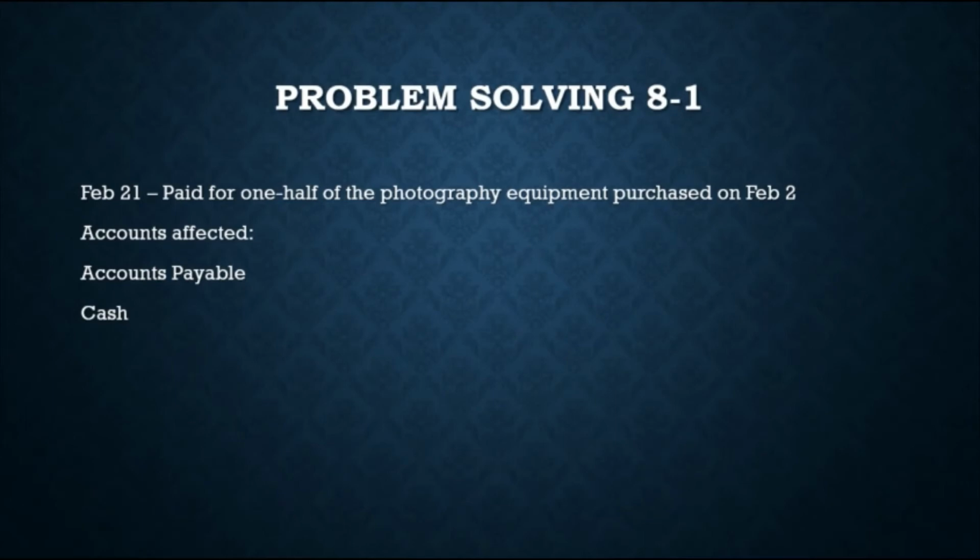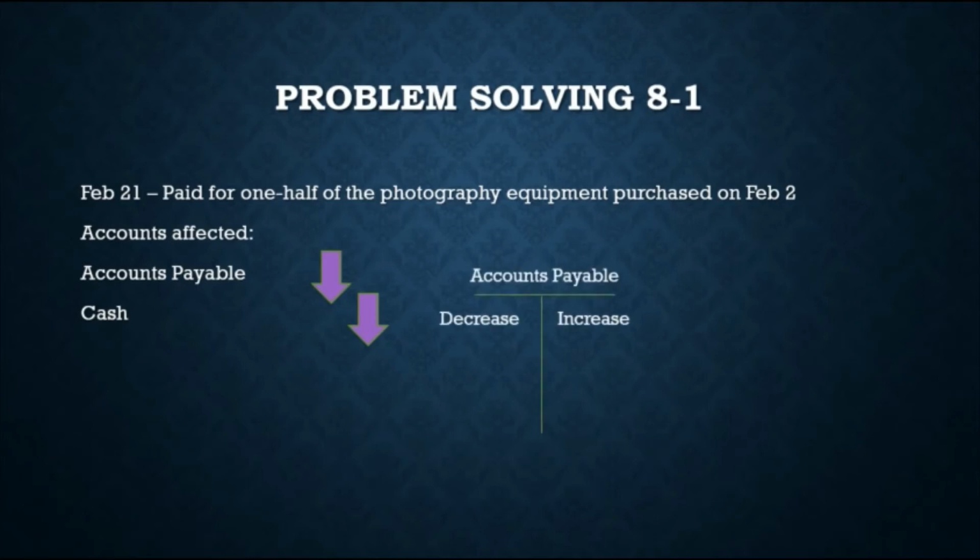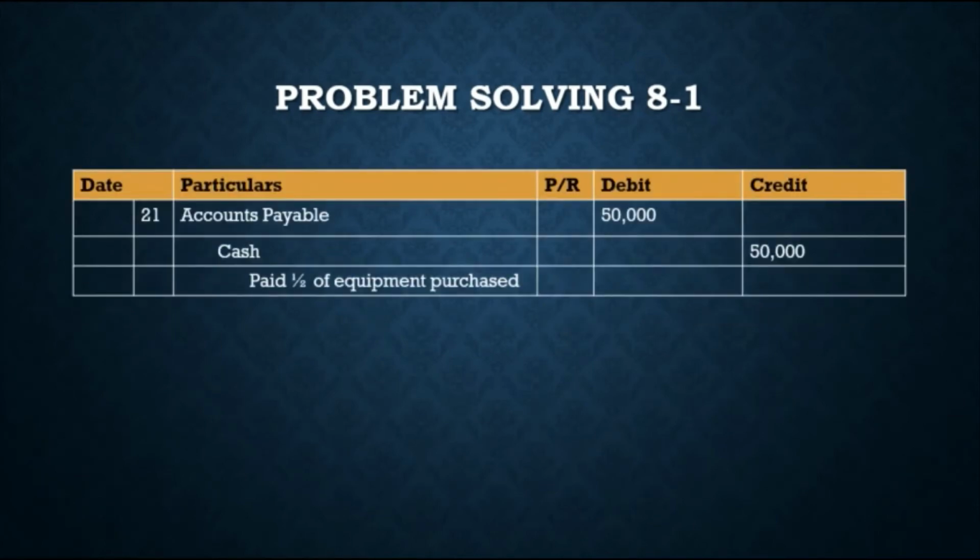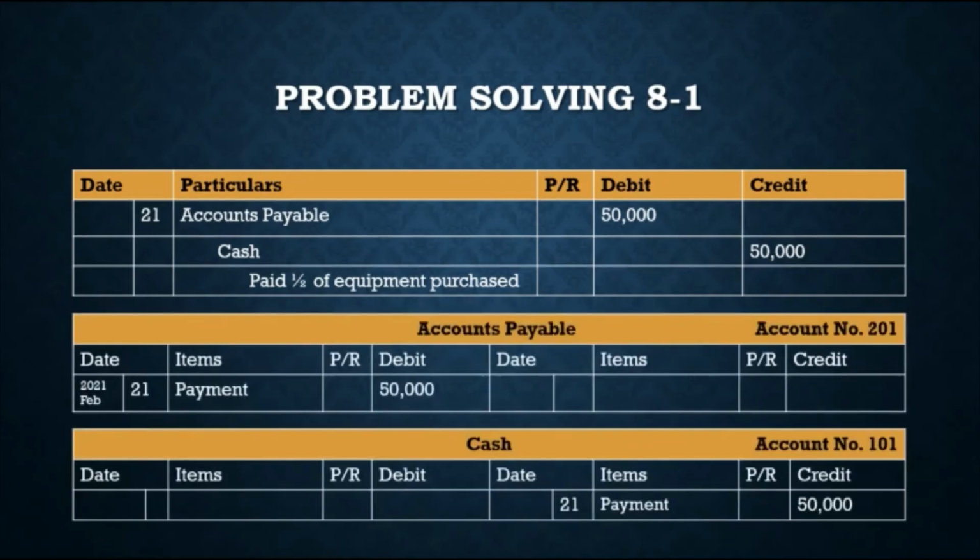At since nagbayad ng utang, accounts payable and cash will decrease. So dahil nag-decrease ang liabilities, we will debit accounts payable and we will credit cash since nag-decrease din ang cash. So ang ating journal entry noong February 21 ay debit accounts payable 50,000 and credit cash 50,000 for the payment of the one half of the equipment purchased. So kapag pinost natin to sa general ledger, ito ay under account number 201 at 101 respectively.